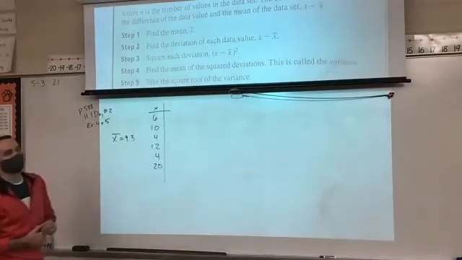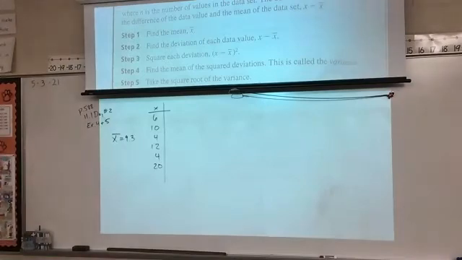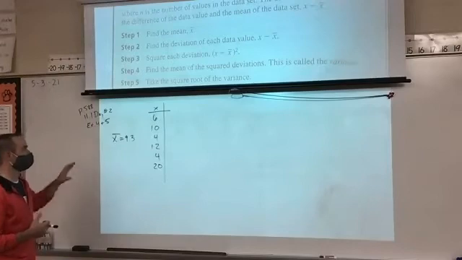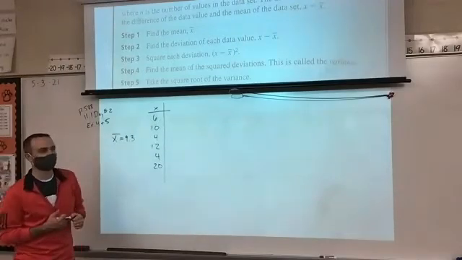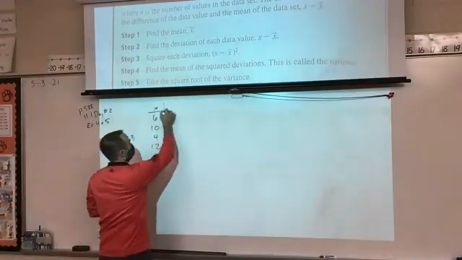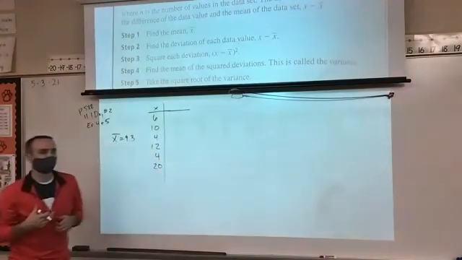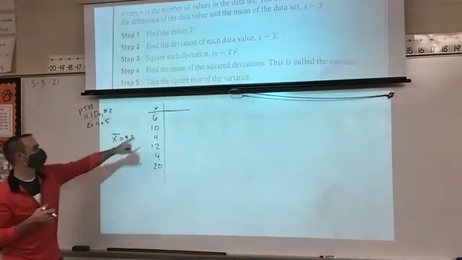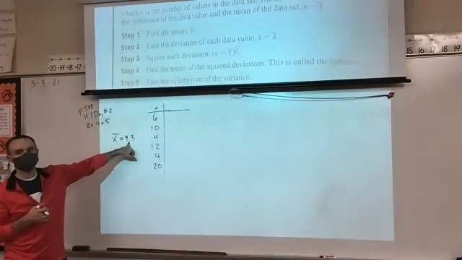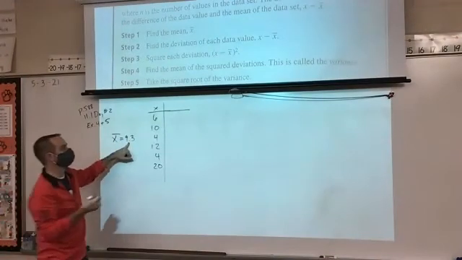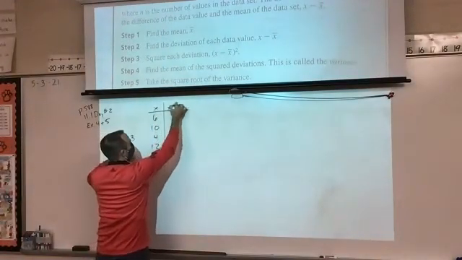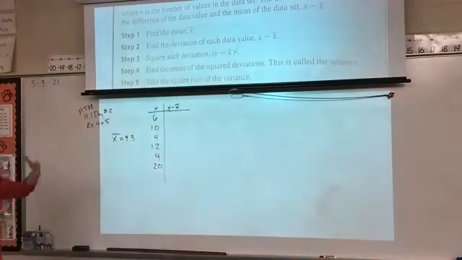The next step in our standard deviation process: find the deviation of each data value. That's just subtract the 2 values. Now, when you look at it in the book, they're going to have it always as this number minus the mean, X minus X bar. That's fine. It does not matter because we are going to square it afterwards. So it's always going to end up positive.